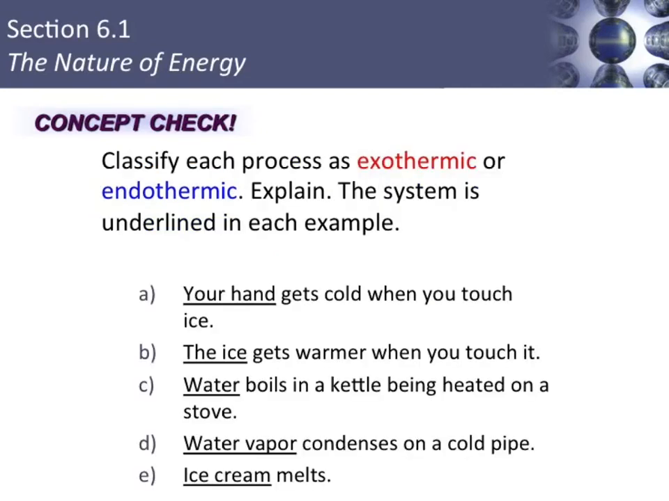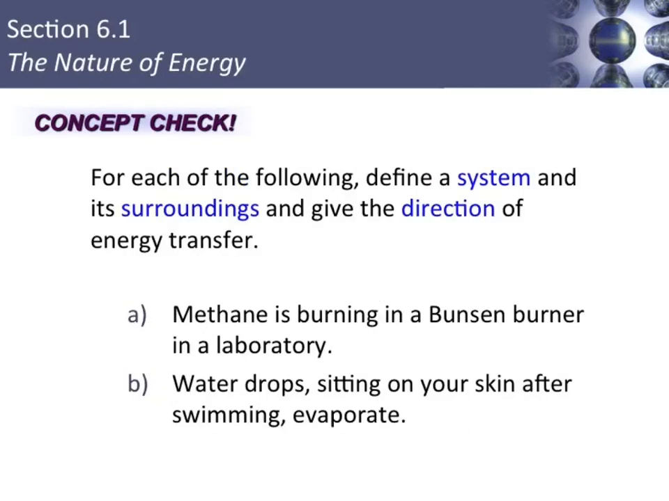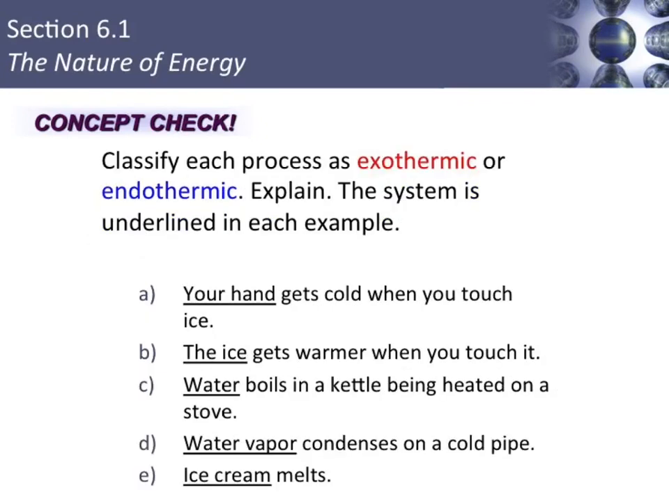Now let's classify these as exo or endothermic. The system is underlined in each sample. So our system, your hand, gets cold when you touch ice. So what type of process is going on? Endo or exothermic? Exothermic.